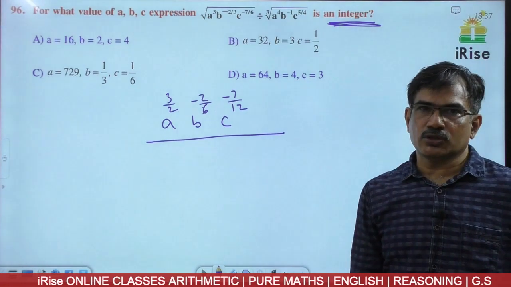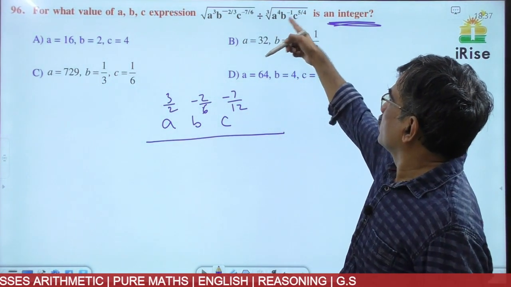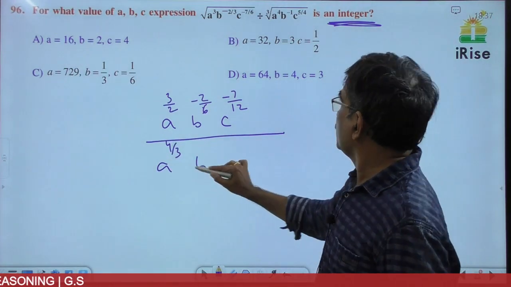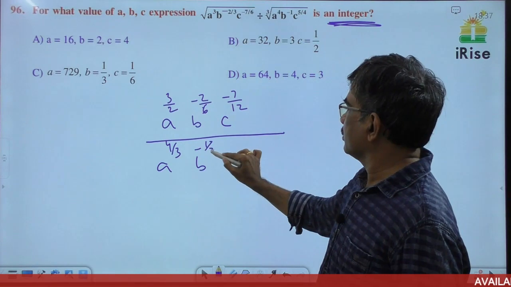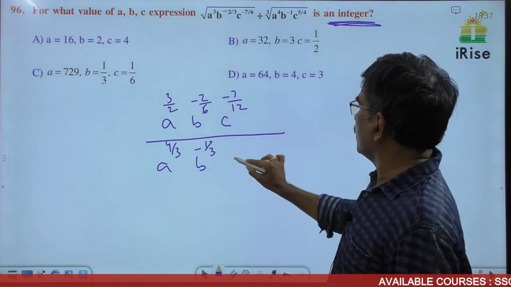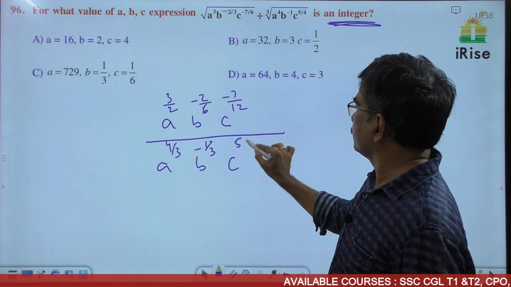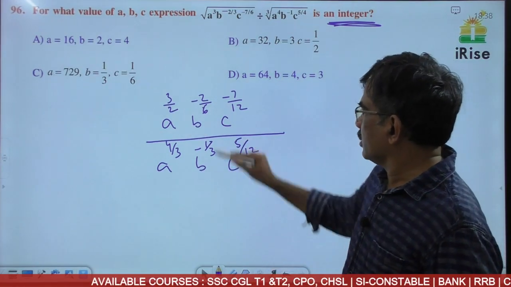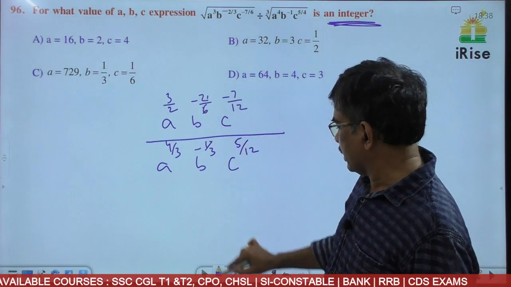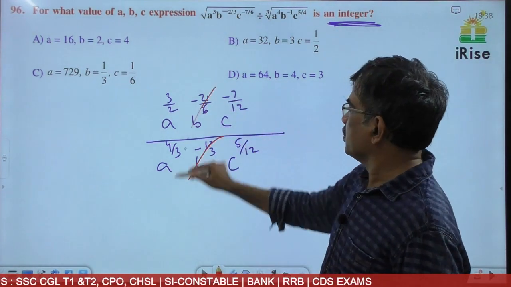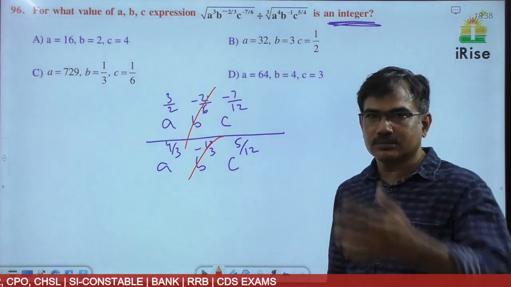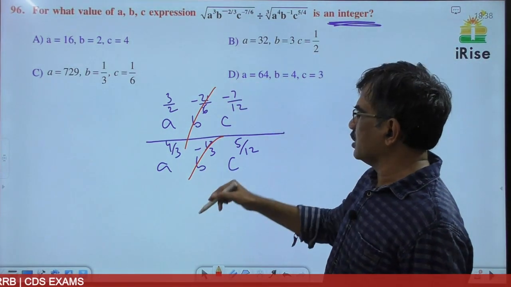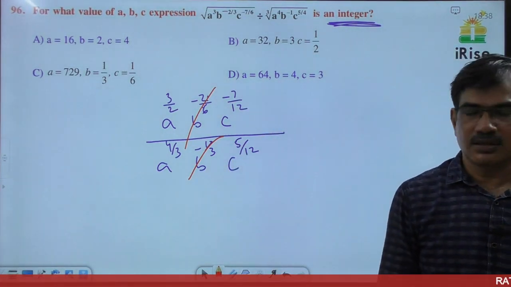Okay, root means 1 by 2. This is cube root, right? 1 by 3 here. A power 4 by 3. B power minus 1 by 3. C power 5 by 12. Okay. Here minus 2 by 6 and minus 1 by 3, actually these two get cancelled, means it does not depend on B, because they get cancelled. So the value integer does not depend on B, it depends on only A and C.